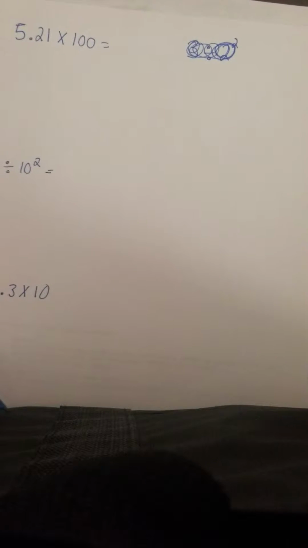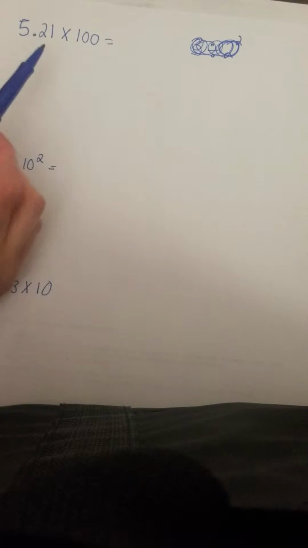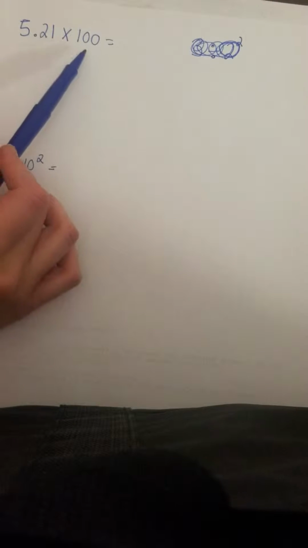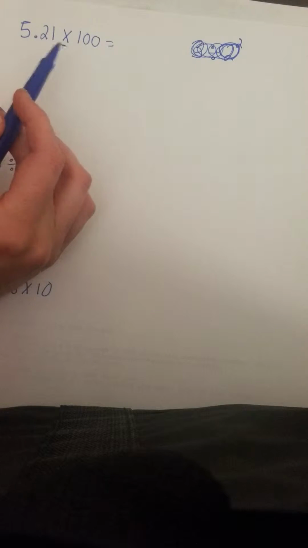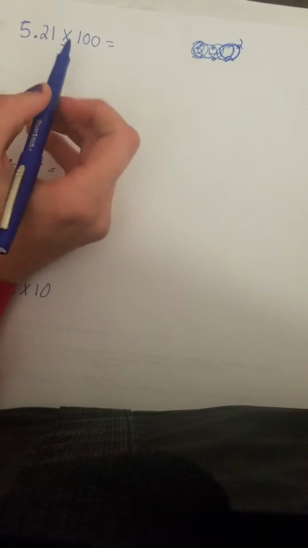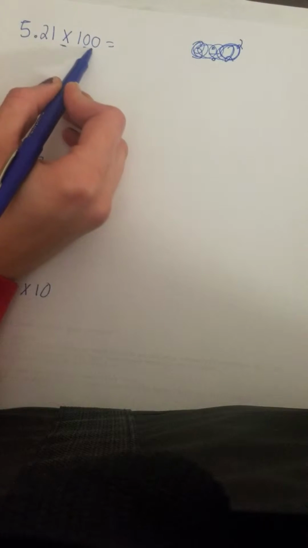Alright, so if you remember, when we multiply by powers of 10, all we're doing is shifting the numbers to the left or to the right, depending on if we're multiplying or dividing. So this one right here is 5 21/100ths times 100. The multiplication symbol lets me know my number is going to be getting bigger, which means I'm going to be moving it to the left on the number line. And then the 100 tells me I'm going to need to move it 2 place values over.